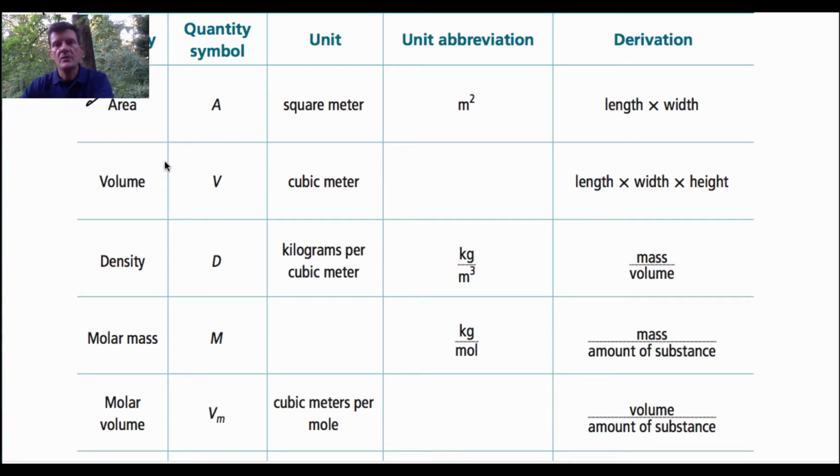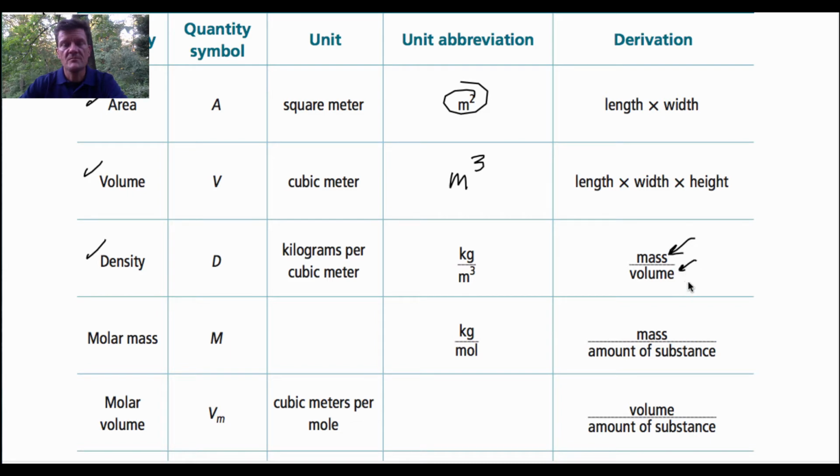Area. Area is length times another length. It's a base unit of length times another base unit of length. Meter times meter. Square meters. That's why we call it a derived unit. Volume is length times length times length, base times height times width, for example. That is going to be meters cubed. That's a derived unit. So you need to know area and volume.